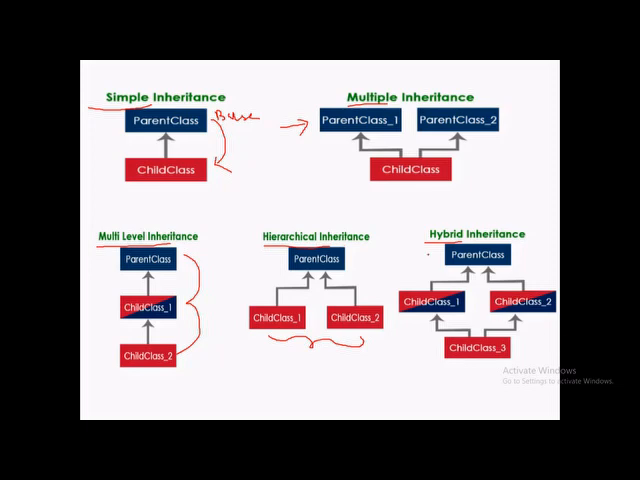And hybrid inheritance is actually a combination of some other inheritances. See here, a child class which inherited two classes, that is child class 1 and 2, and these two child classes inherited a parent class. So hybrid inheritance is nothing but a combination of different inheritance methods. Hybrid inheritance normally has different types of inheritance in it. So these are the different types of inheritance. So what is inheritance? Inheritance is acquiring the properties, meaning methods and variables, of one class to another class, which we call inheritance.